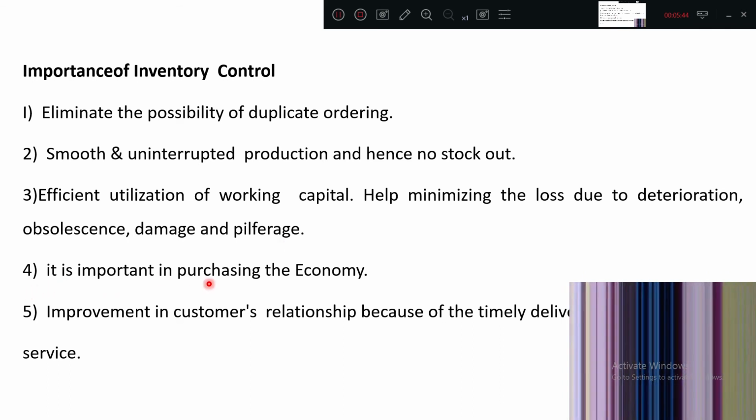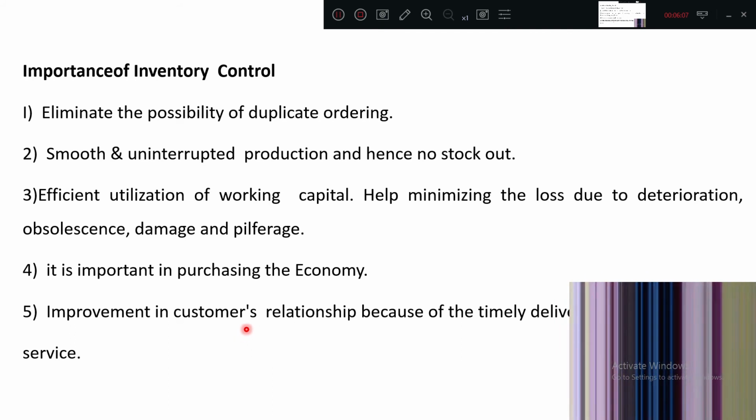It is important in purchasing economy. It is very important because by paying you are getting material, you are supplying it to site people to do something, and from that the client is going to give money. So the economy is running due to proper inventory control. Improvement in customer relationship.